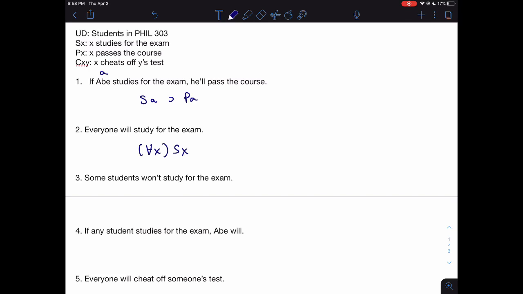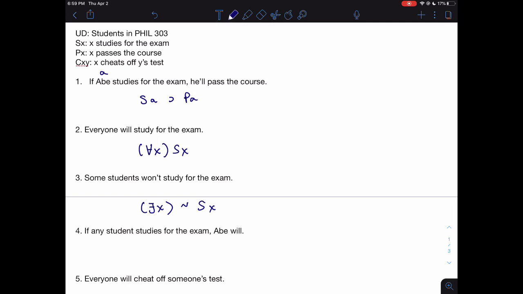Okay, next sentence, some students won't study for the exam. So this is saying that there is at least one student who won't study for the exam. So we know we're going to need to use the existential quantifier. So there exists some x, there is at least one x, such that it is not the case that x will study for the exam.